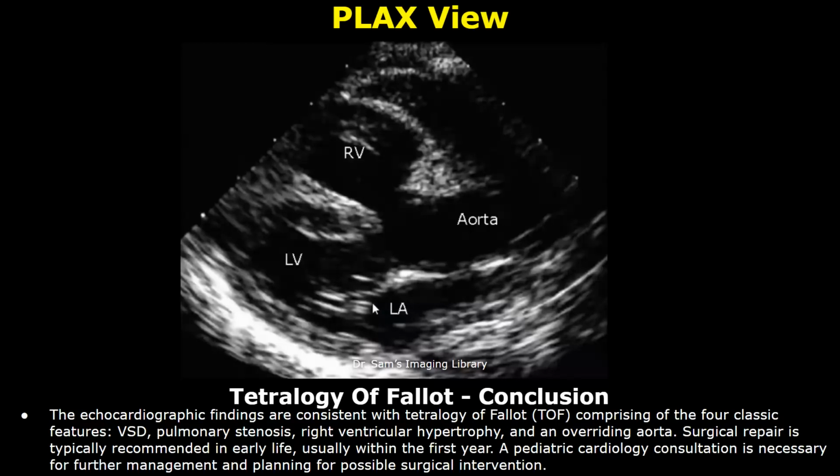Surgical repair is typically recommended in early life, usually within the first year. A pediatric cardiology consultation is necessary for further management and planning for possible surgical intervention.